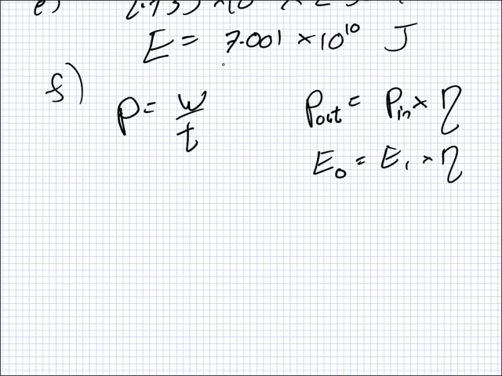So your 5 grams of uranium can make 7 times 10 to the 10 joules, but the process is 51% efficient. So do we get to use all of this? No, we get to use about half of it. What is 0.51 times 7.001? That's probably about 3.5.